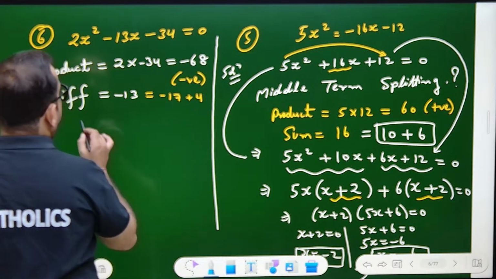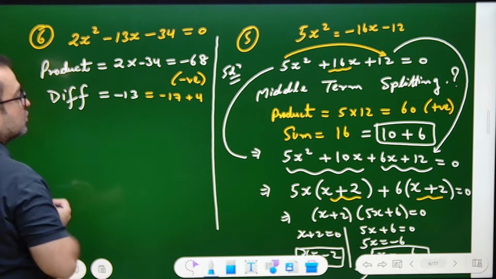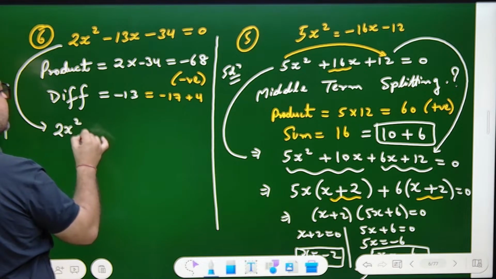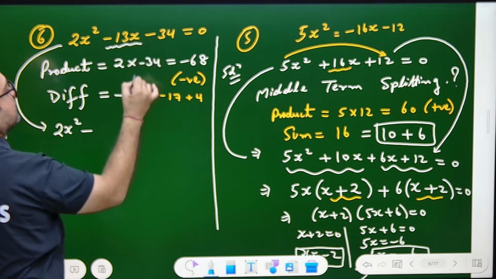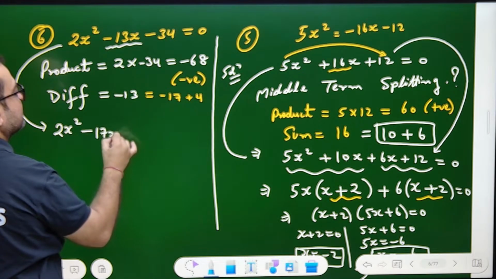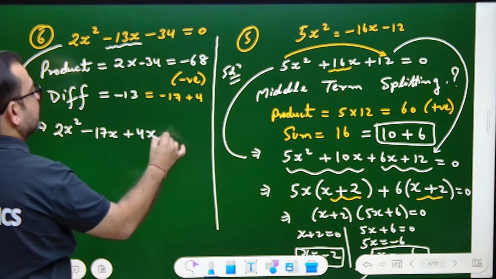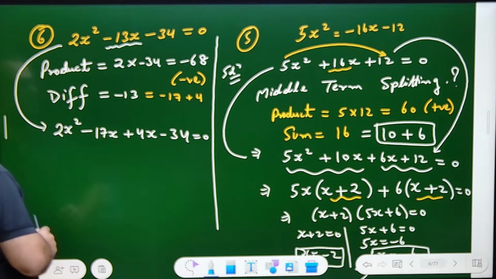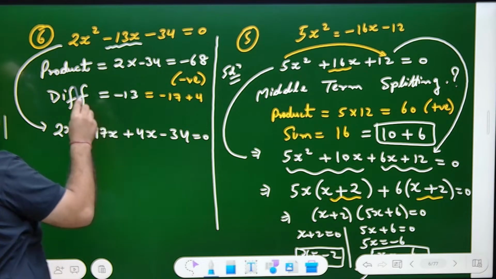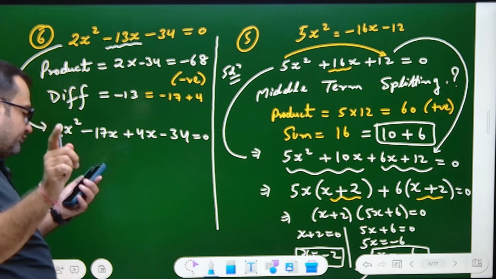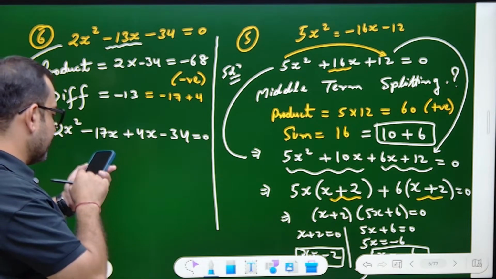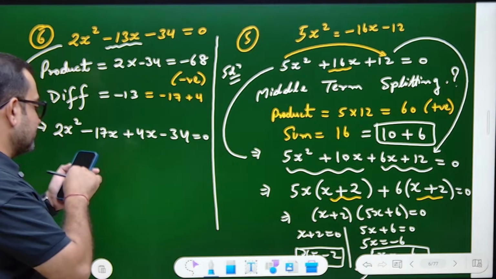Now, minus 17 and plus 4. So I'll write this equation again as 2x square, and split the 13x as minus 17x and plus 4x, minus 34 equal to 0. Why minus 17 and plus 4? Because minus 13 is to be there. If it would have been plus 13, I would have written plus 17 and minus 4. Clear? Yes or no in the comments? Done, Akash. I guess you are getting the point now.